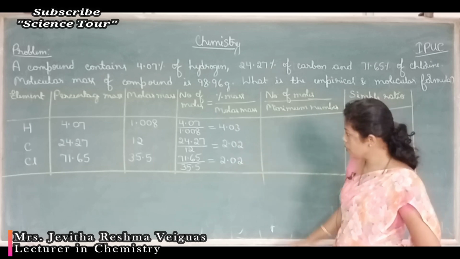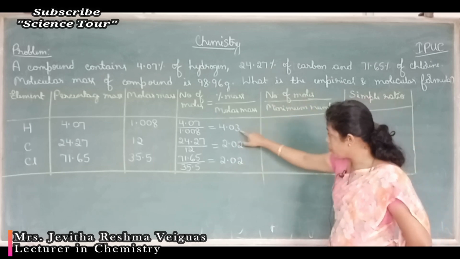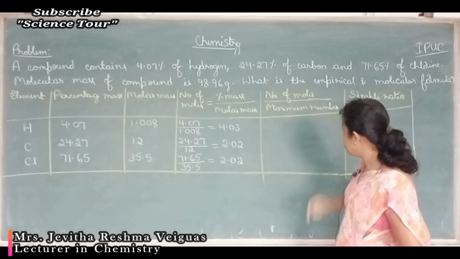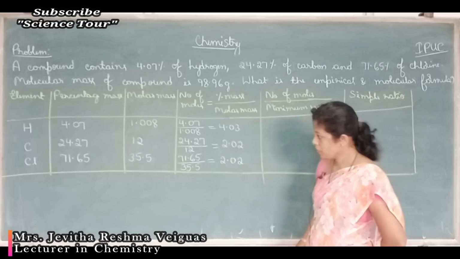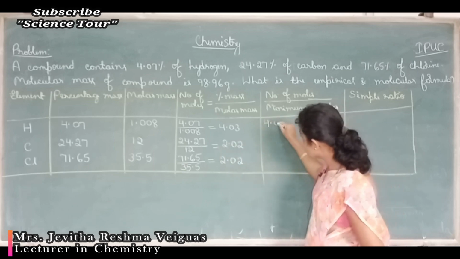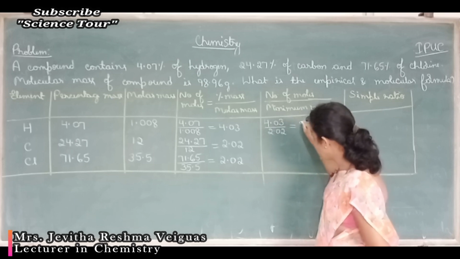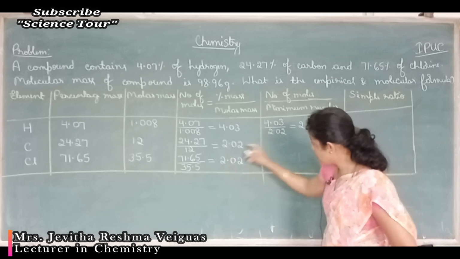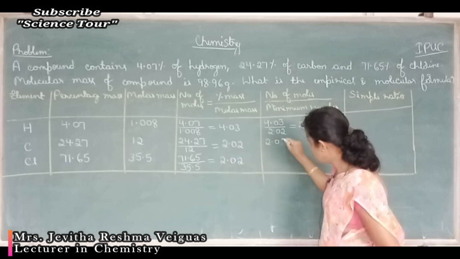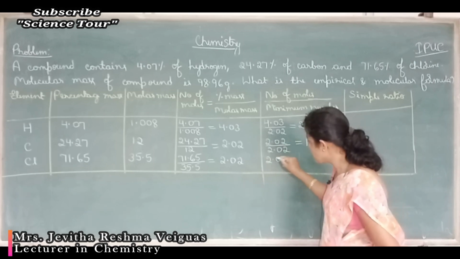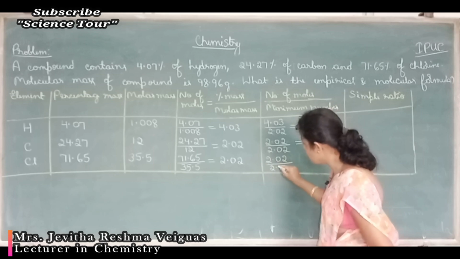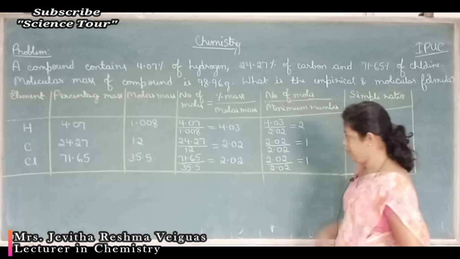Next, the number of moles obtained is divided by the minimum number. Here, which is the minimum number? The minimum number is 2.02. So I will divide 4.03 by 2.02. It is equal to 2 approximately. Next, 2.02 divided by 2.02 is equal to 1. For chlorine, it is 2.02 divided by 2.02, that is also equal to 1.